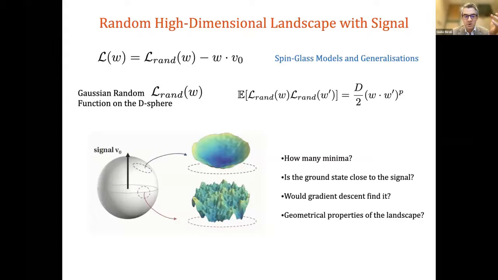So maybe the ground state will be here, because even though without disorder it would be here, because the disorder is here, maybe it will be destroyed completely by the disorder. And the other question is, if you start from a random initial condition, where is the system going to end up? And more generally, what are the geometrical properties of the landscape?